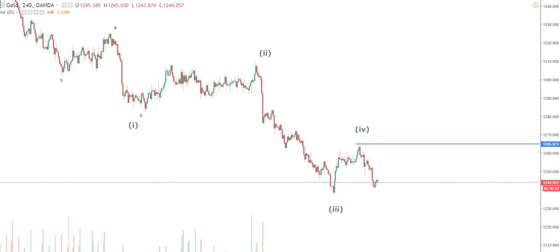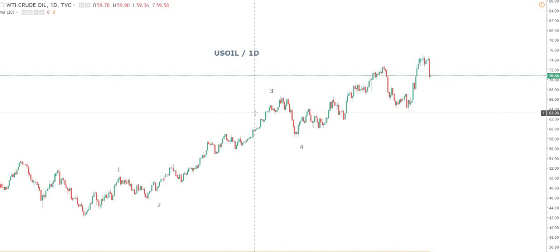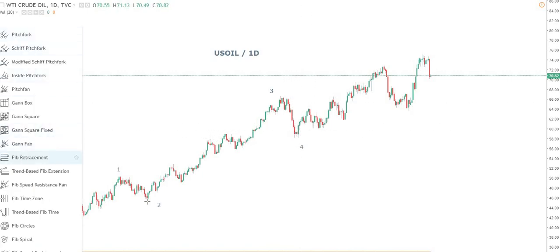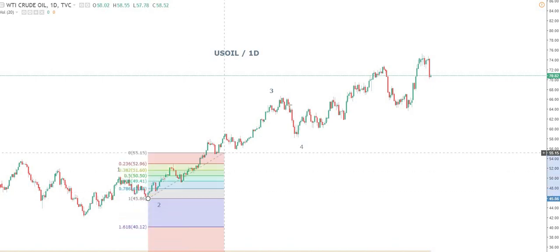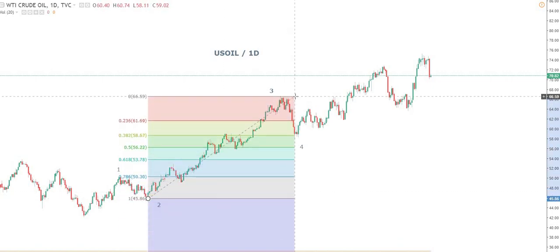Alright, so now we'll move on to oil, one of my favorites. This is on the daily chart. So obviously this is a move from June 2017 to now. So obviously this is a wave 1, wave 2, wave 3, wave 4. Now let's just imagine this price action here was gone, and we didn't know if this was a wave 5 just yet. So we're going to just figure out if we'd have known that it was a wave 5.